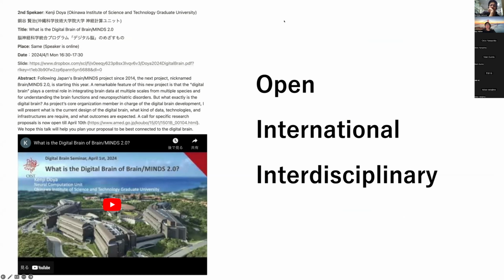But anyway, what is the motivation? It is three things. I am joining the 10 years of the Brain/MINDS 1.0 project, and that means I think the next brain project should be open, international, and interdisciplinary.